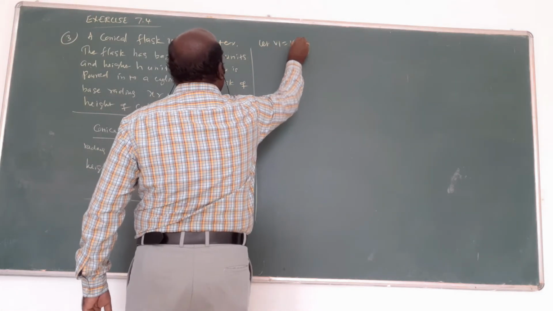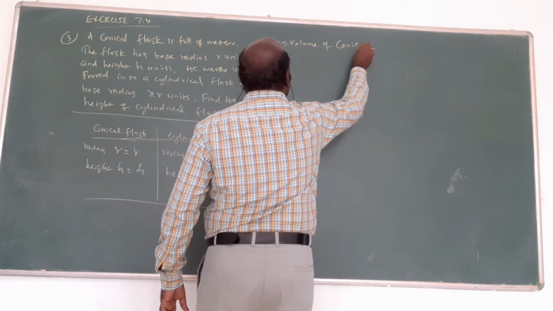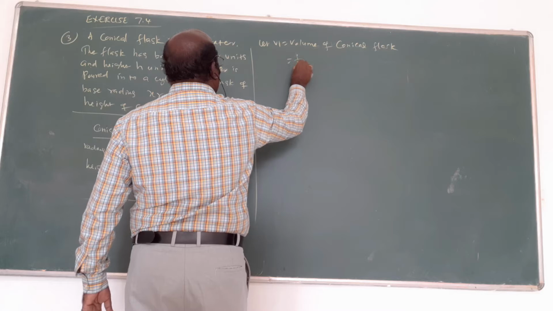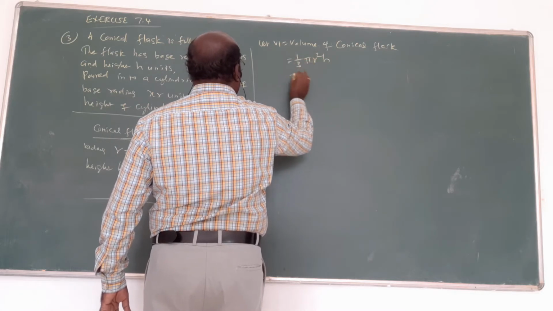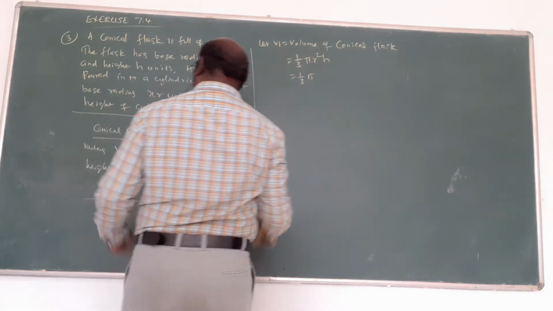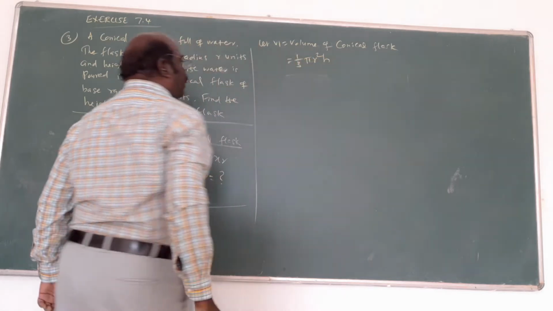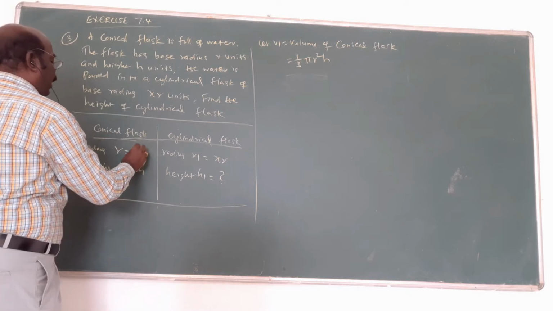Let V1 equal to volume of conical flask. That is the cone. What is the formula? 1 by 3 pi R square H. The formula is 1 by 3 pi R square H. R only, H only. That's all. Understand? Same thing.